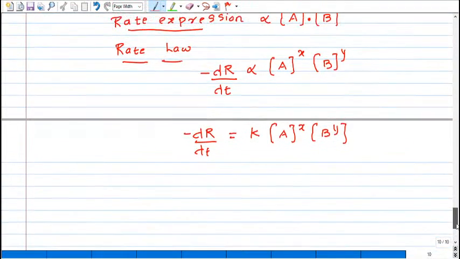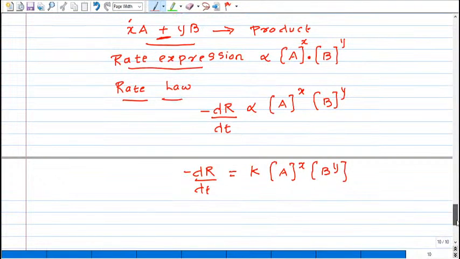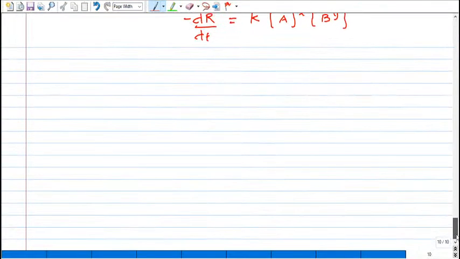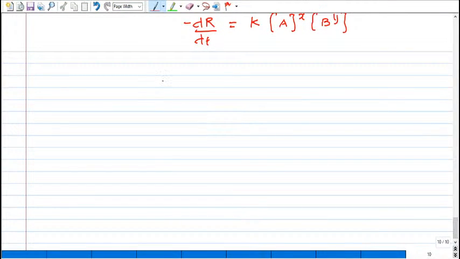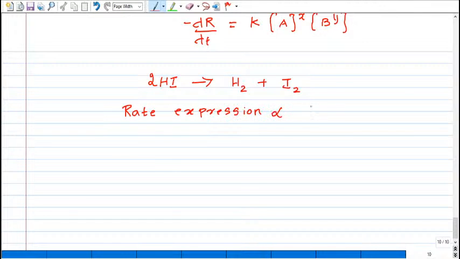Shall we go for one more example to explain this rate expression and rate law? Yeah, let us go for an equation like this. 2HI gives H2 plus I2. This is balanced by 2. Can you write down the rate expression for this? Rate expression is directly proportional to what? It is HI. What is there in the mole has to be written here too. That's all. So this will not be used.